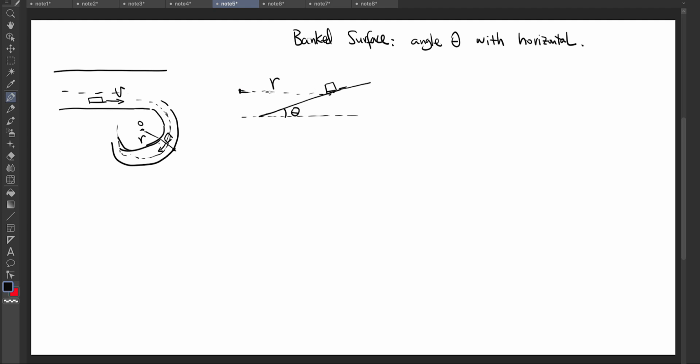In reality, the car is spiraling down the surface, so it's not in the horizontal direction, but we're simplifying this situation. We're talking about the car doing circular motion in this horizontal plane. I can draw its trajectory like this. So the car is doing circular motion with radius r, but it's doing that on this banked surface. That's the situation we're going to talk about.